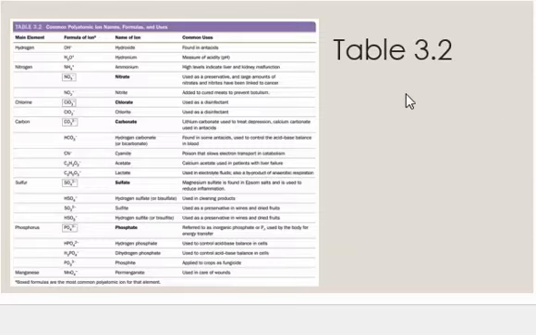Table 3.2 in the textbook has a list of common polyatomic ions. It includes their formula and charge, their name, as well as where we find them in our everyday life. Be aware that some polyatomic ions have more than one name that is accepted. So, as you are searching for names on this table, don't ignore what is in parentheses. You do not have to memorize this table, but it will definitely help you if you are familiar with it.